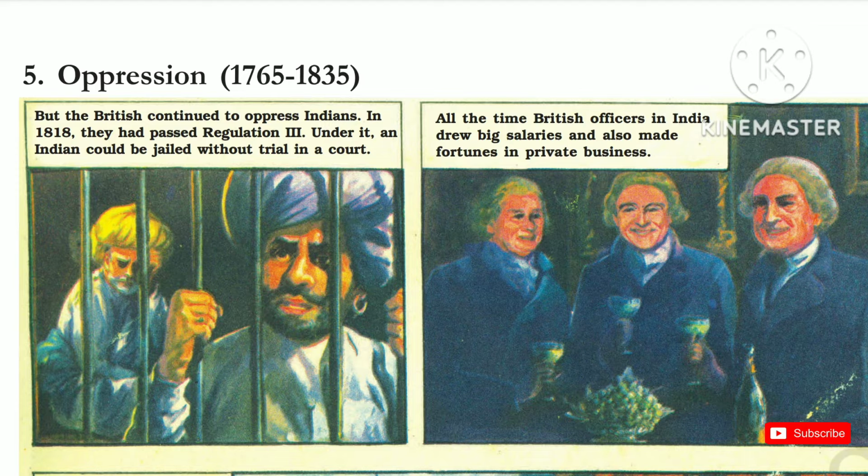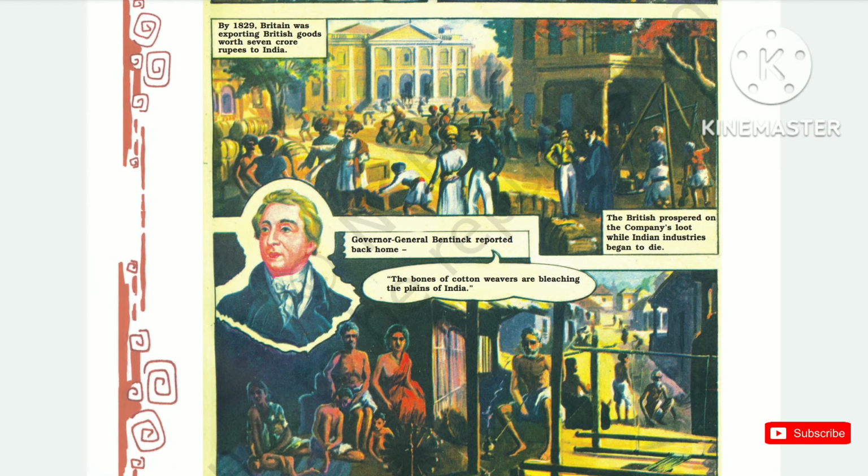All the time, British officers in India drew big salaries and also made fortunes in private business. By 1829, Britain was exporting British goods worth 7 crore rupees to India. The British prospered on the company's loot, while Indian industries began to die. Governor General Bentinck reported back home, "The bones of cotton weavers are bleaching the plains of India."